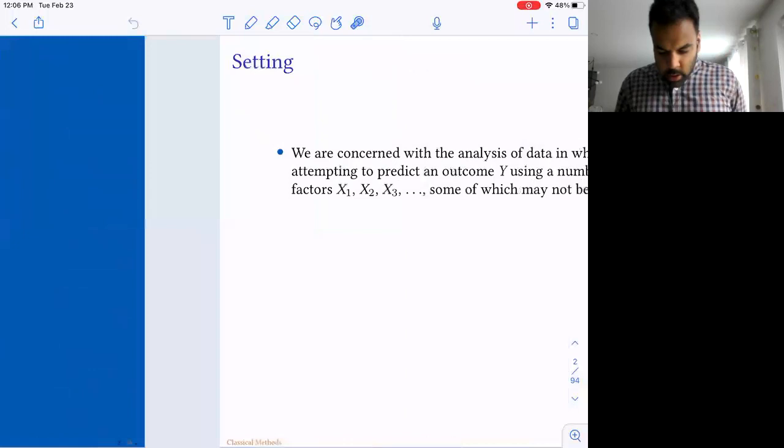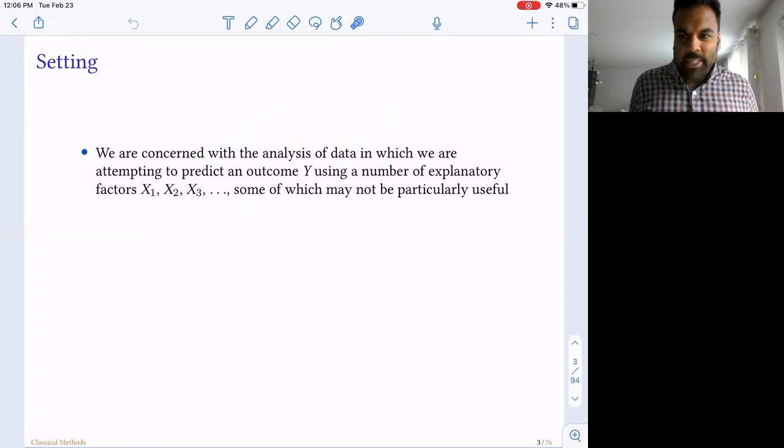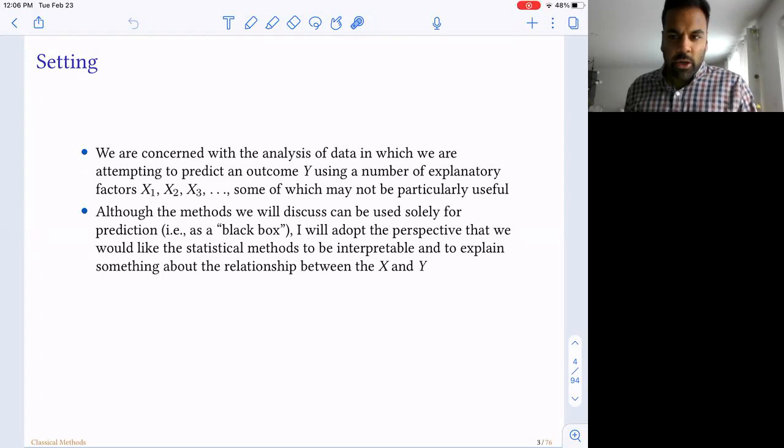So to start off, in the setting that I'm interested in, we're concerned with the analysis of data in which we're trying to predict some sort of outcome, whether binary or continuous, from a number of explanatory factors. Typically in the notation that we use in stats, Y denotes the outcome and the X's are the predictor variables or covariates or features, depending on what department you're in. Some of the methods can be considered black box. If people are familiar with Leo Breiman and his famous two cultures paper, he introduced the notion of black box versus open box, where you can see what's going on. His very famous method, random forest, would fall under the former as a black box method, and he was really a proponent of black box methods.